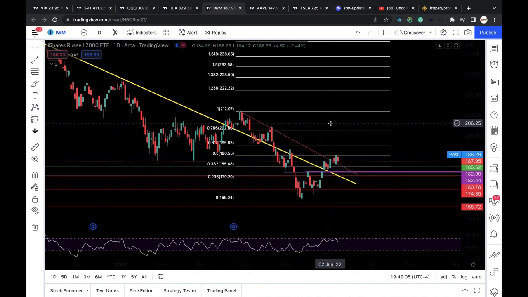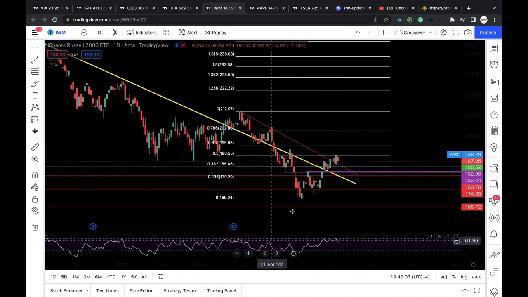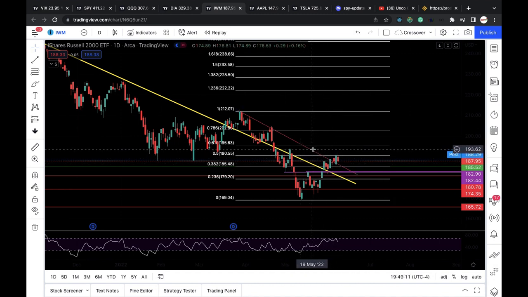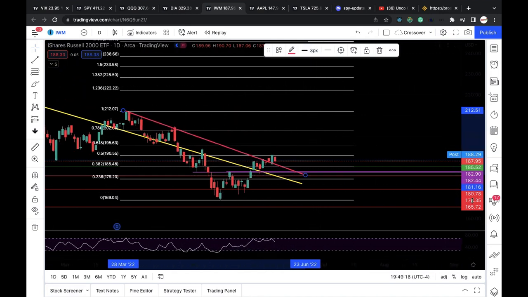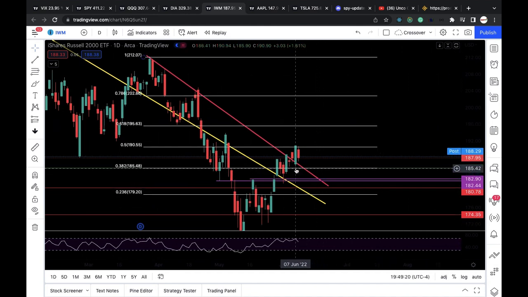And IWM got an inside day candle setup here. Still holding above this breakout of this red line here. I'll make it a little thicker. Yeah, still holding above it. We do have an inside day candle setup with yesterday's candle being the mother candle, June 7th candle. And the high is at 190.94 with the low being 185.9.